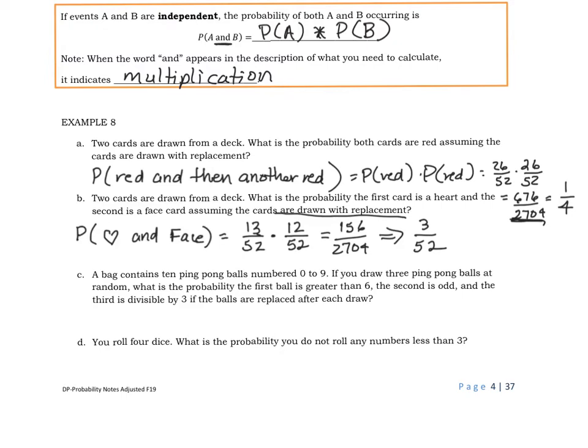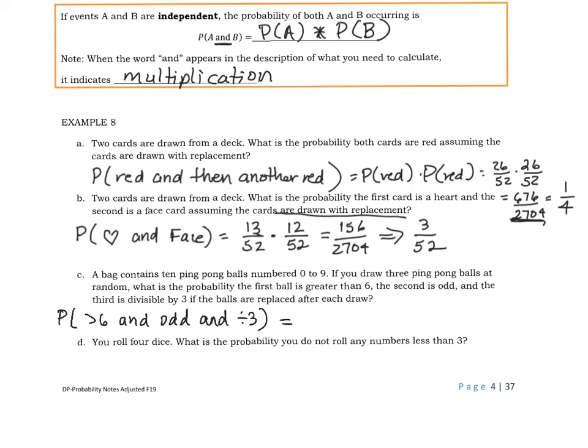A bag contains 10 ping pong balls numbered 0 through 9. So that's going to be, again, 10 ping pong balls. If you draw 3 ping pong balls at random, what's the probability that the first is greater than 6, and then the second is odd, and then the third is divisible by 3? The balls are replaced after each draw.